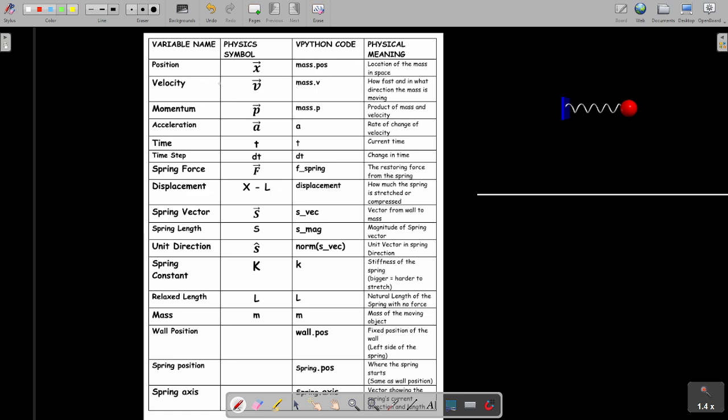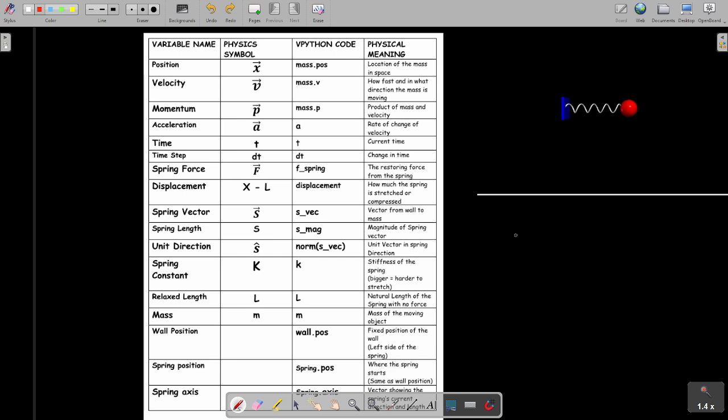The reason why I made this table is because these symbols, you cannot really write them in Python. You see X, V, P. You can't write these fancy symbols. I mean, you have F with an arrow on top. You cannot write them in Python. So because you cannot write these symbols in Python, you just have to define some variables. Whenever you see mass.pos, that's mass.position, that means X. That's the reason why I drew this table, and we're going to be taking a look at it as we code.